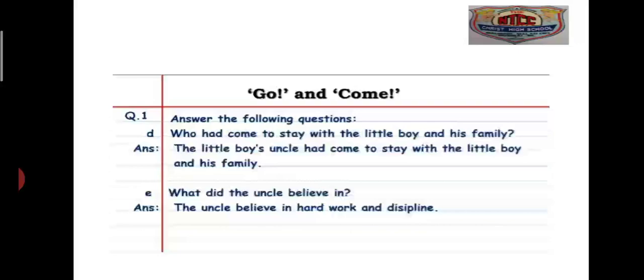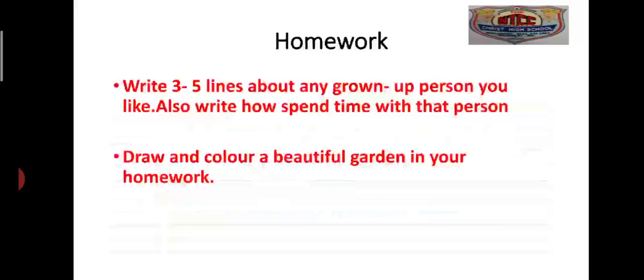D: Who had come to stay with the little boy and his family? Think for yourself. The answer is the little boy's uncle had come to stay with the little boy and his family. E: What did the uncle believe in? The uncle believed in hard work and discipline.